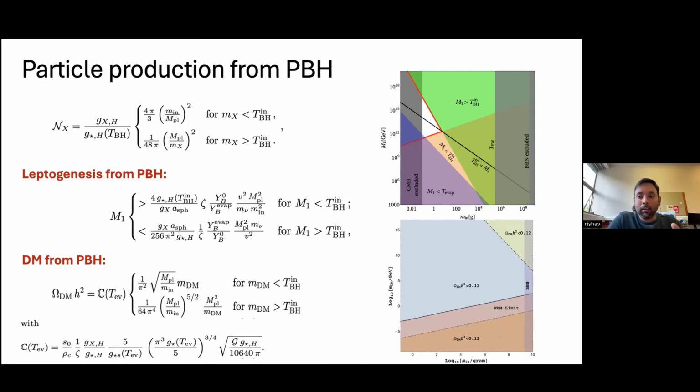It can be easily seen that only a heavy dark matter can actually be produced from PBH that can satisfy the correct relic abundance. It can also produce light dark matter, but it is completely ruled out from the Lyman alpha bound.